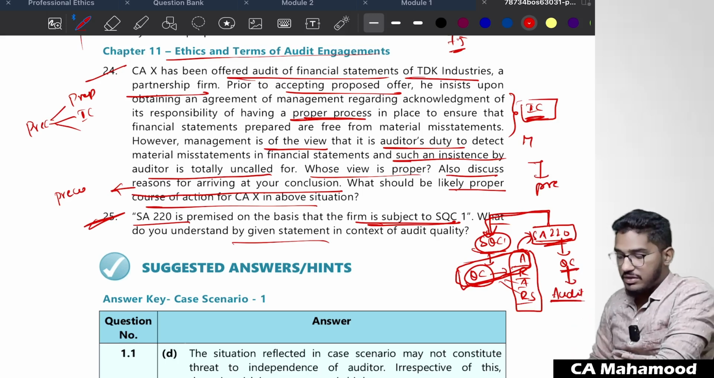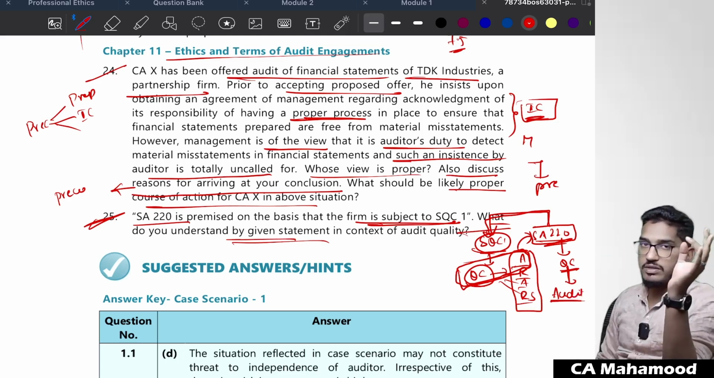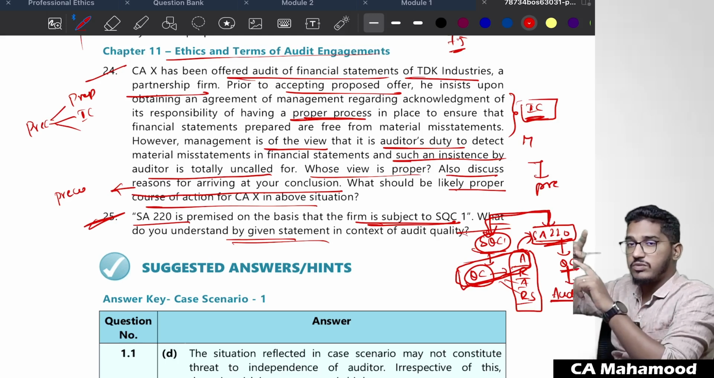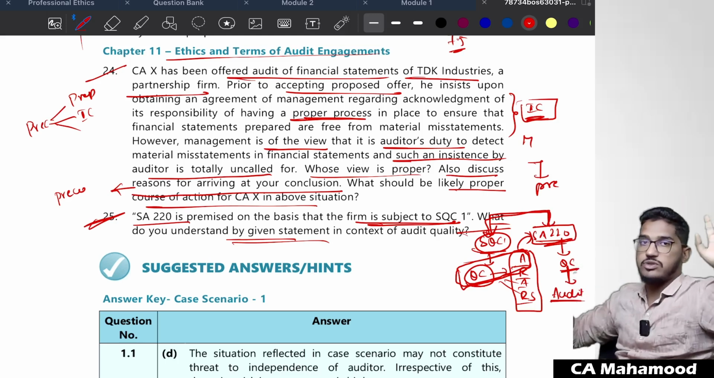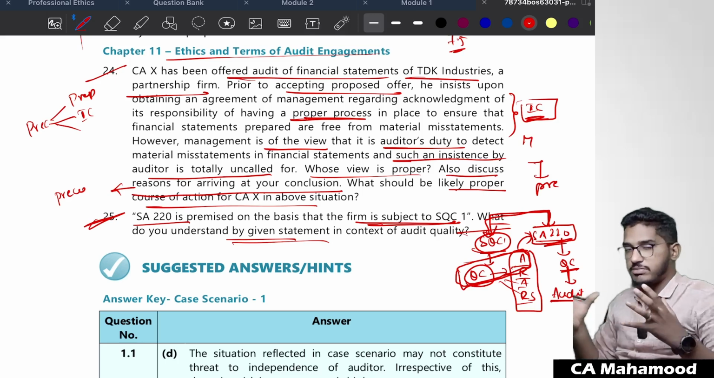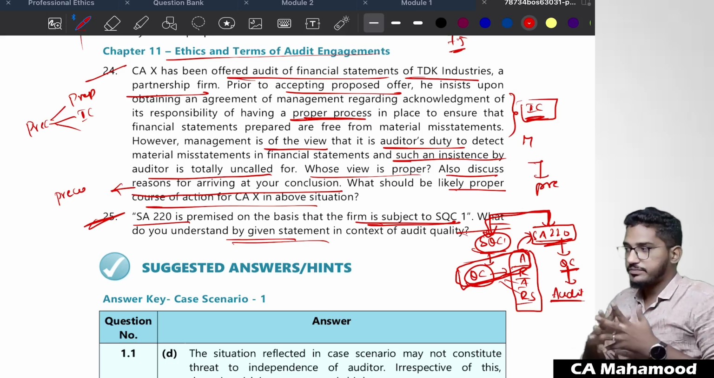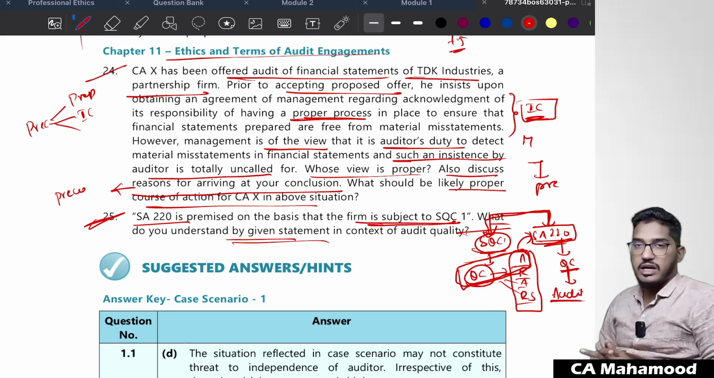Do you agree with that? Yes. And they're asking you to elaborate, so explain this. SQC 1 talks about quality control at the firm level, covering different kinds of engagements, whereas SA 220 talks only about quality control of audit engagement. So SA 220 has been drafted on the basis of SQC 1. Try to explain this in a paragraph manner. Refer to the suggested answer to see how it has been presented. Clear? So this is regarding the RTP.